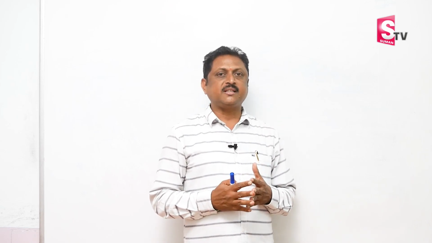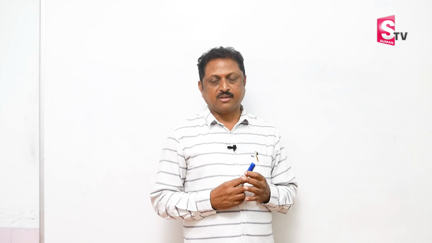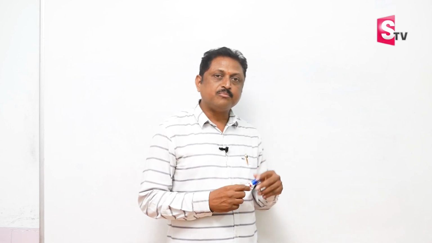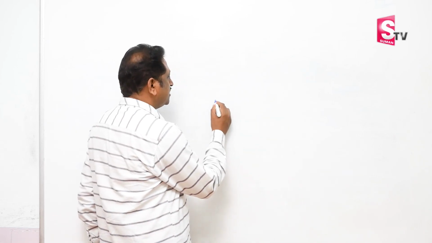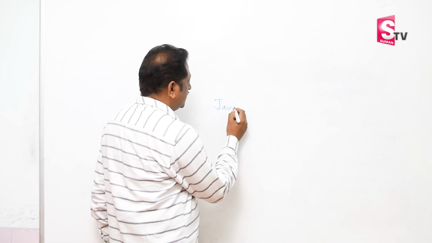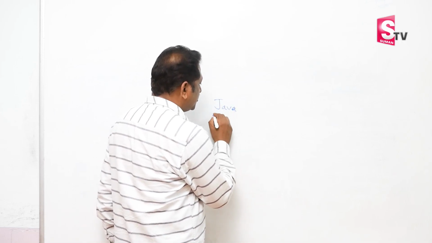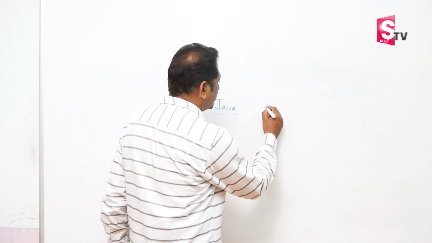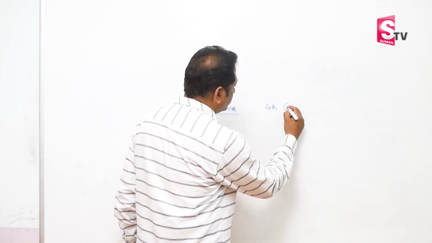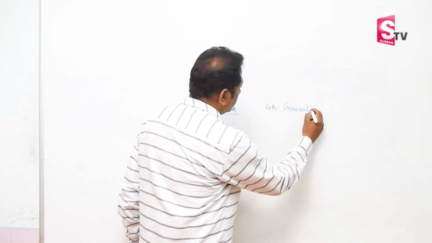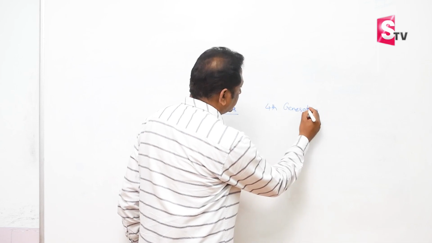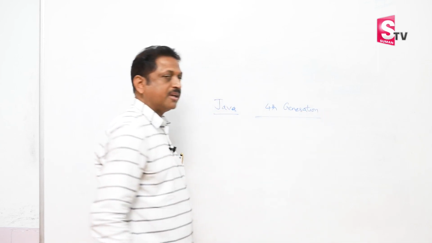Then only we can understand the comparative features of the previous, that is the older languages, and the Java programming language. So Java is the latest generation language, that is a fourth generation. This is a fourth generation programming language.